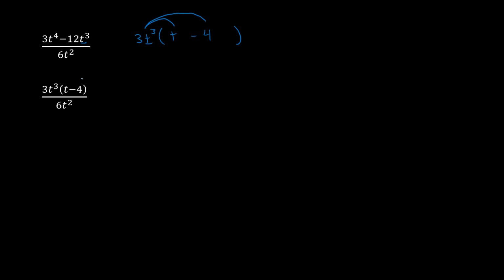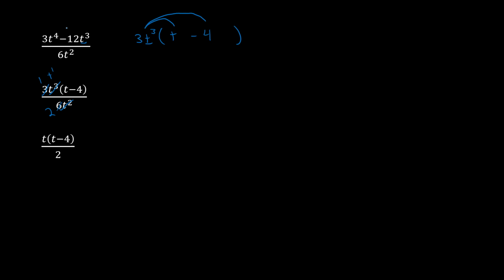So now from here, I can simplify. 3 divided by 6, I have now 1 over 2. T cubed over t squared, I can simplify, and I can subtract the exponents, 3 minus 2, to get t to the first power. And I'm left with t minus 4 in the numerator. So my solution would be t times t minus 4 over 2.